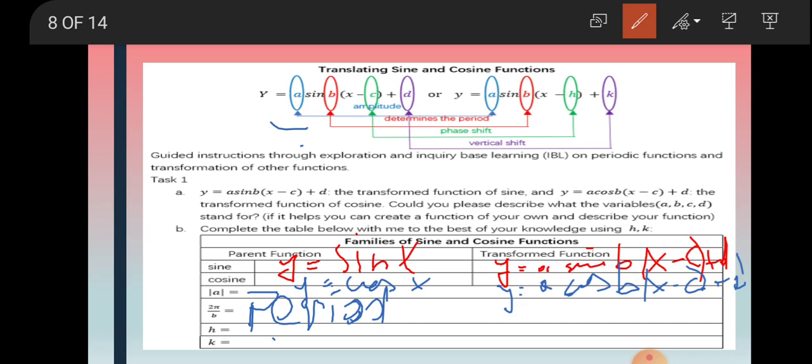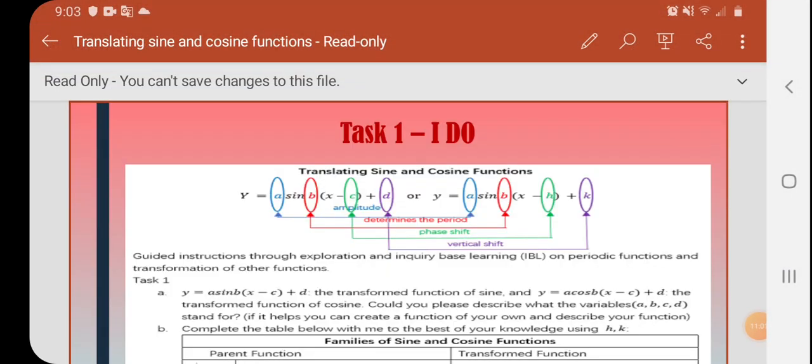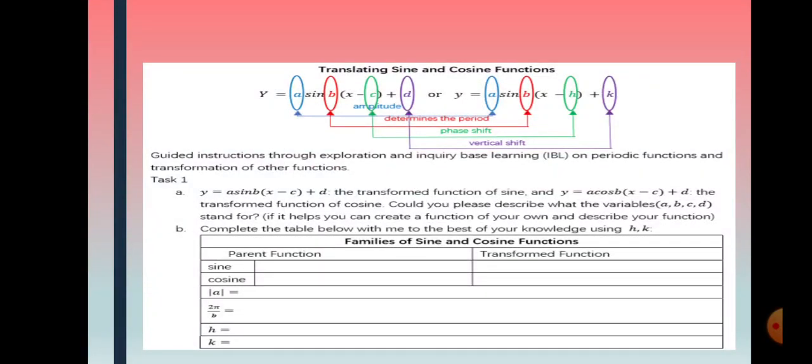How about h and k? H is our phase shift, right? And we're going to use PS for phase shift. And k is our vertical shift. And we're going to use VS. All right. Now that we established this, we're going to go ahead and carry on with task number 2.